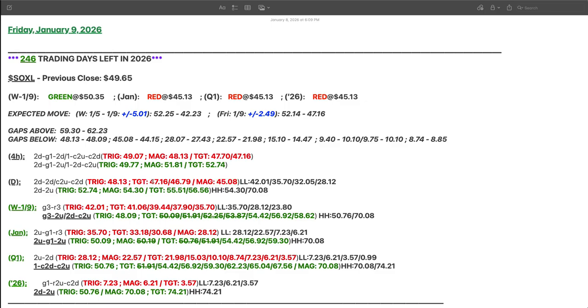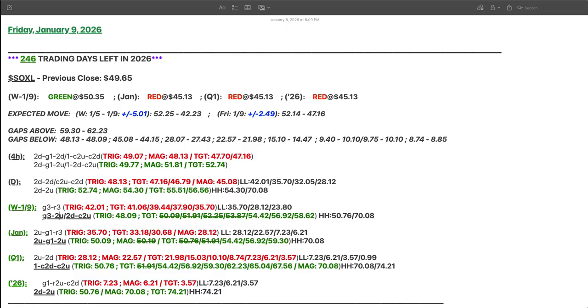We are still kind of, I don't want to say an uptrend because we didn't get that higher low in that 4 hour, but we've had such a big bounce that in the face of that bounce and the support levels below us, I don't know that we make it all the way down to 45.08 tomorrow. We did list 47.16 and 46.79 as possible bounce points. If we go to the upside tomorrow, that triggers a 2 down, 2 up at 52.74, magnitude of that move being 54.30, and then we've got some extended targets of 55.51 and 56.56 out there.